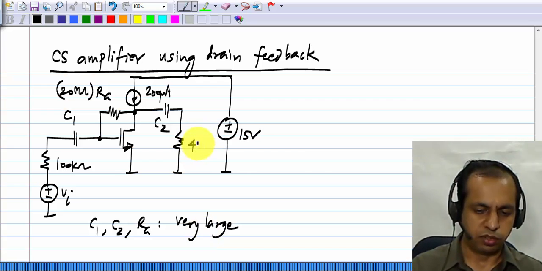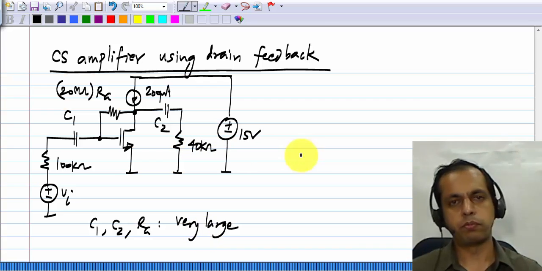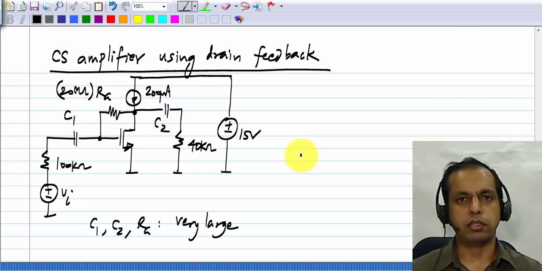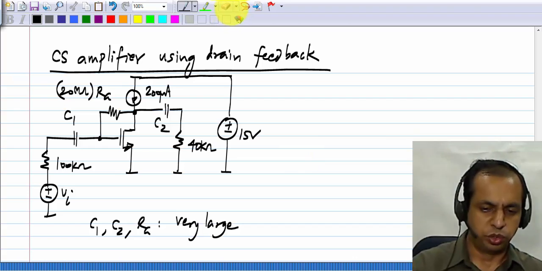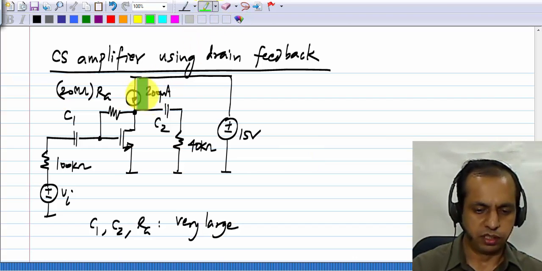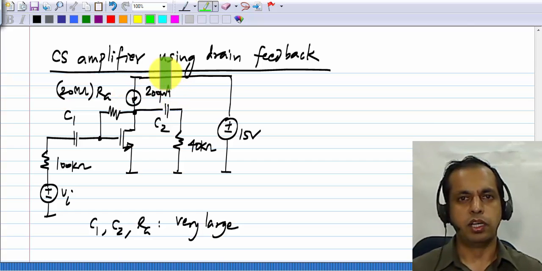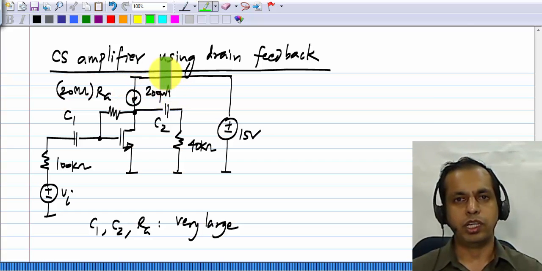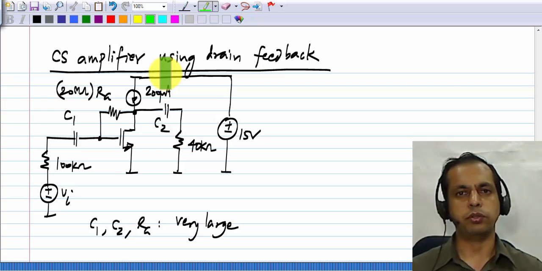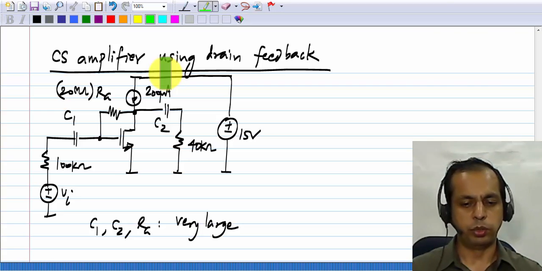And let me say that the load resistance is 40 kilo ohms. Now, just to make it more interesting and also to illustrate a point which will come later, I'll assume that this current source here, this 200 microamperes, is replaced by a resistor. I had mentioned earlier that many times you don't want to use current sources, but you use resistors for biasing, especially in case of discrete circuits. So let's say we do that.